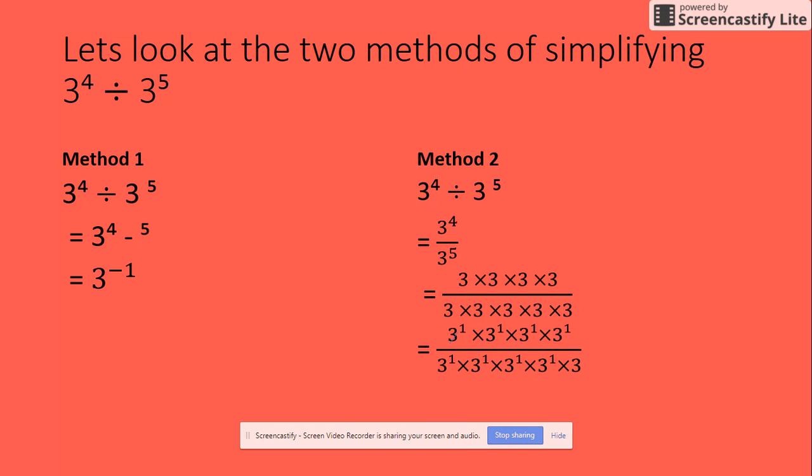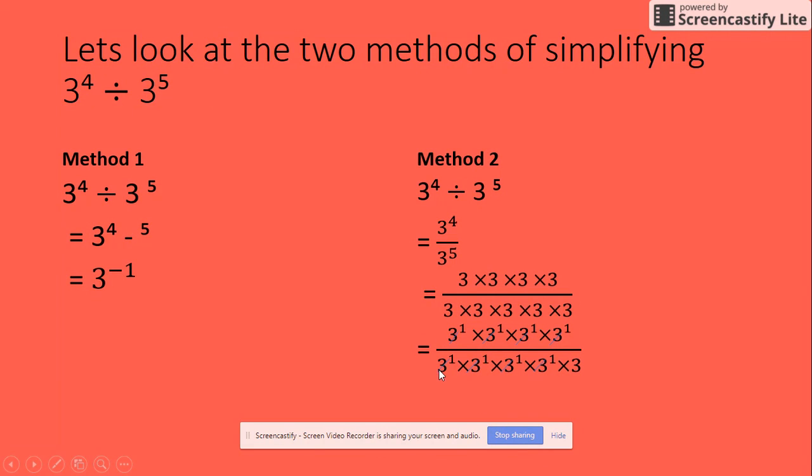What I want you to do here is cross out the 3 and replace it with a 1. Because what we're saying is, 3 goes into 3 once, so we can cross those out. If you just bear with me so I can show you my diagram.